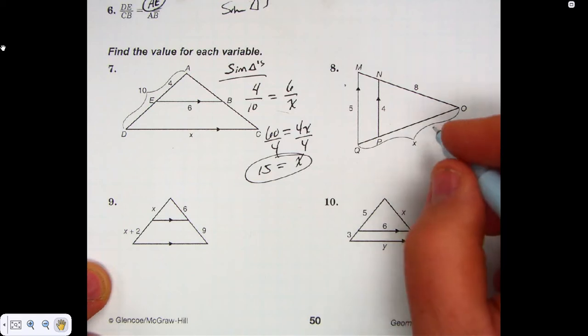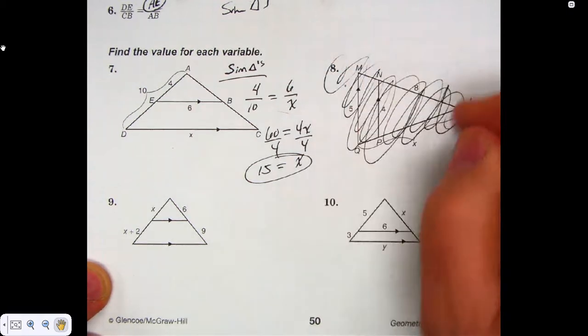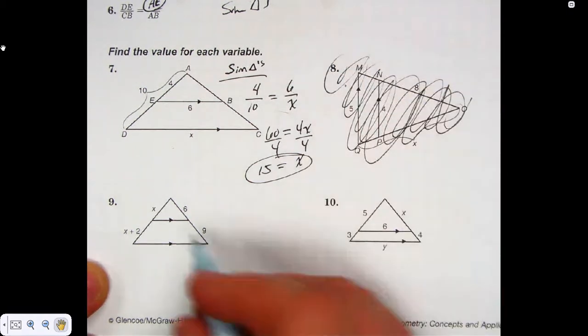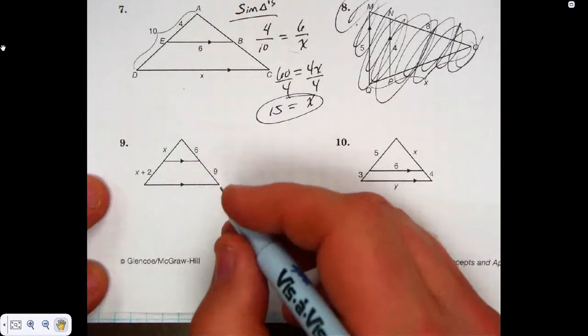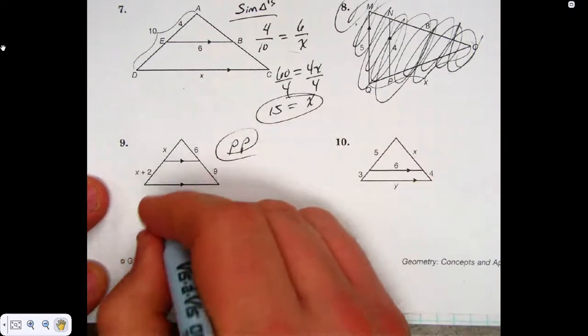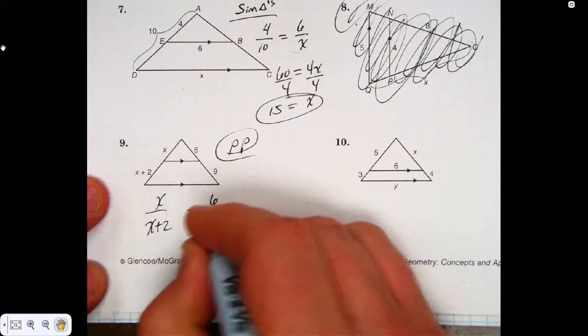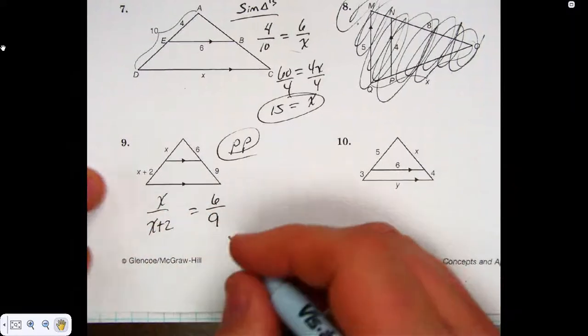This is a bad problem. We're going to ignore this one. Because nowhere did they tell us that those two are congruent. So let's go down to here. Proportional parts or similar triangles? Proportional parts. X over X plus 2 is equal to 6 over 9. We use the parts.